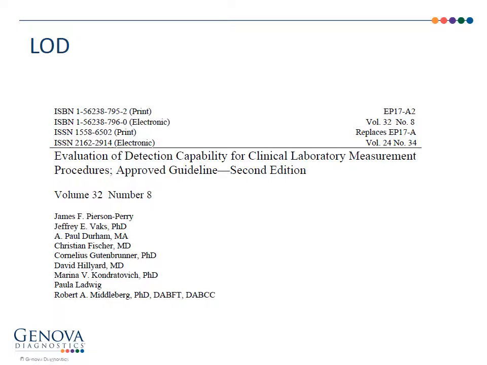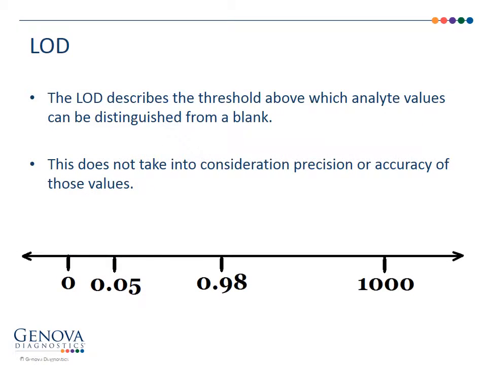So let's talk now about LOD, limit of detection. This is a CLSI document that I used to put this together, the evaluation of detection capability for clinical laboratory measurement procedures. So let's talk about what LOD is versus LOQ. The LOD describes the threshold above which analyte values can be distinguished from blank. So at what point, how low can I go before what I'm seeing is really just noise? We're not looking at precision or accuracy, we're not looking at error, we're not looking at CVs, just where is that noise cut?